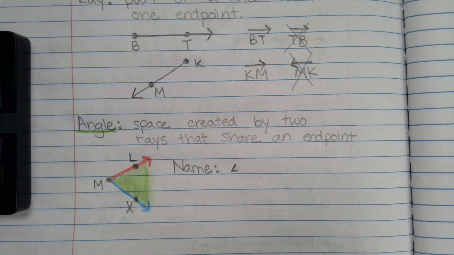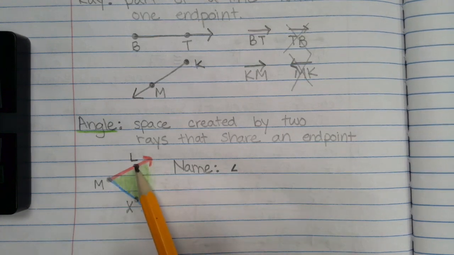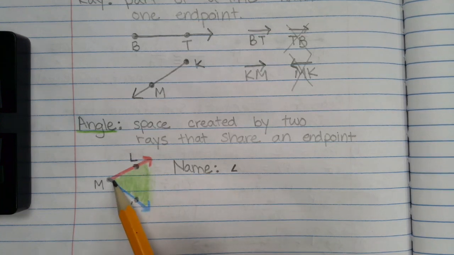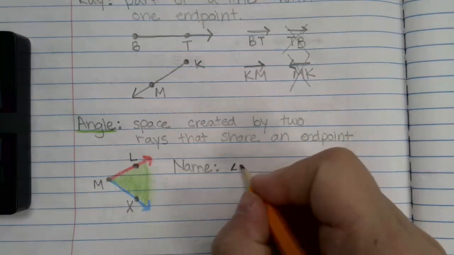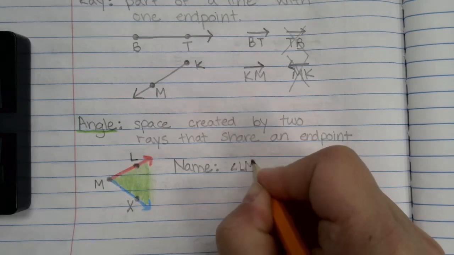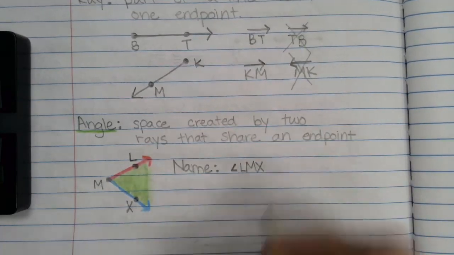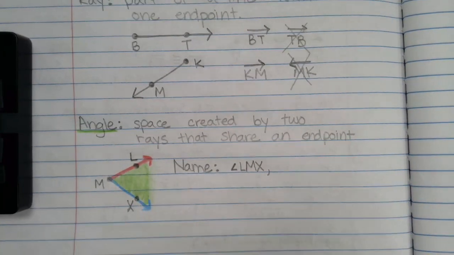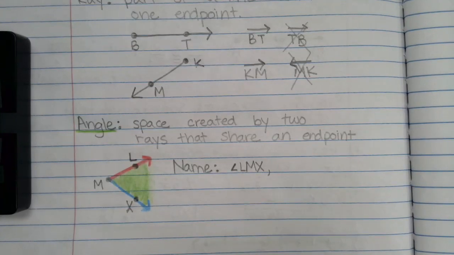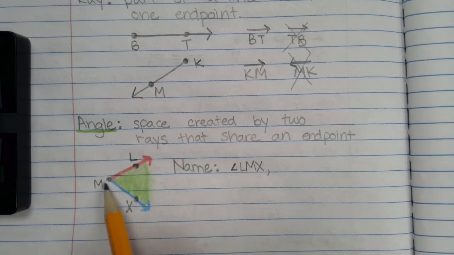And then we're going to outline our angle in one smooth motion. So if I start at L, where would I go next after L? M and then to X. So we could say angle LMX. Okay, so as long as I can outline it in those letters, that's the way it works.